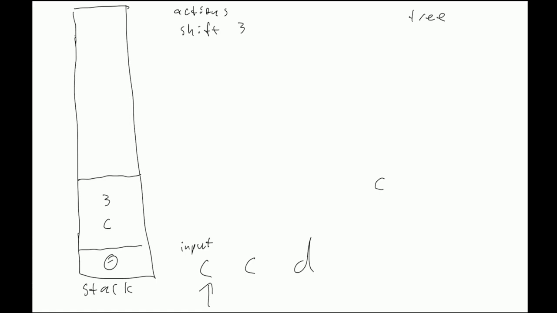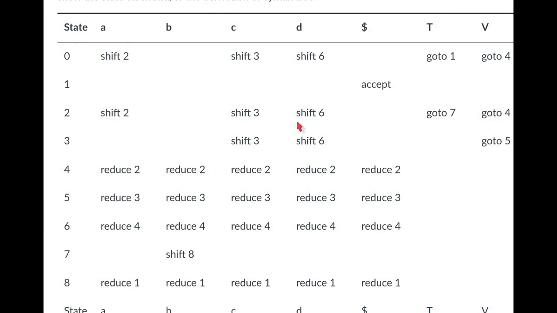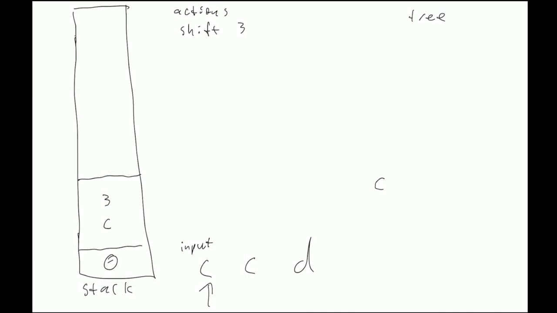Yeah. Where did you get the 3 again? 3 is from the state table. So we're in state 0, and we see C in the input. So shift 3 means read C from the input, put C and the new state on the stack. So we got this from when we get the actions from the table. Shift tells us consume the input and put the symbol and the new state on the stack.